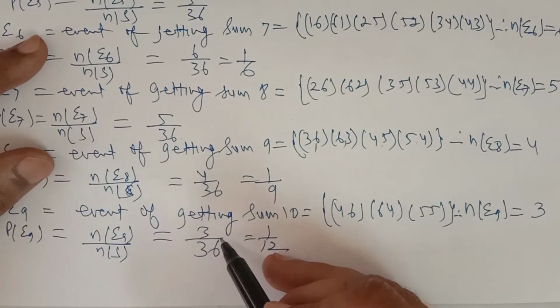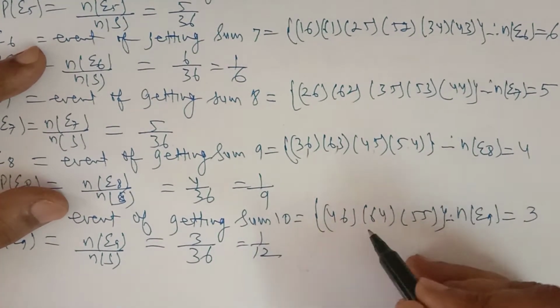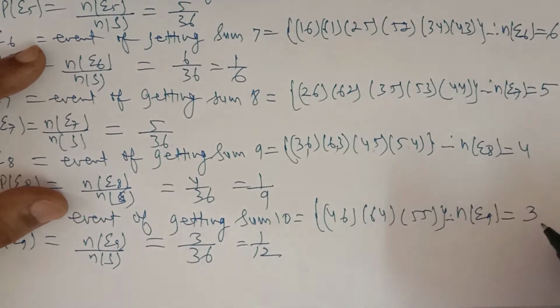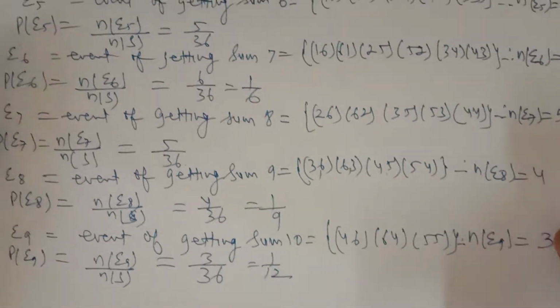Let E9 be the event of getting a sum 10. So it can be (4,6), (6,4), (5,5). So how many events are there? 1, 2, 3. That is 3 upon 36 will be the probability of getting a sum 10 when a pair of dice is thrown once.